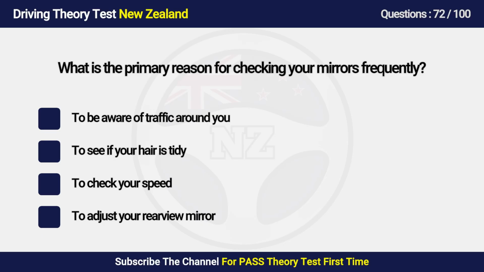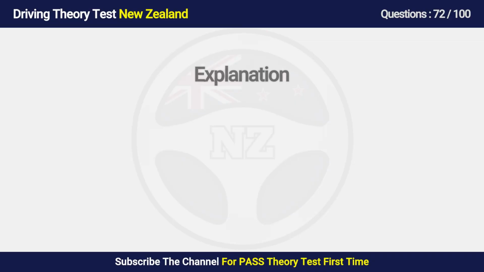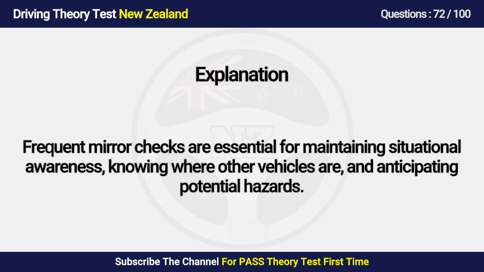Question 72. What is the primary reason for checking your mirrors frequently? A. To be aware of traffic around you. B. To see if your hair is tidy. C. To check your speed. D. To adjust your mirror. Answer is A. To be aware of traffic around you. Frequent mirror checks are essential for maintaining situational awareness, knowing where other vehicles are, and anticipating potential hazards.